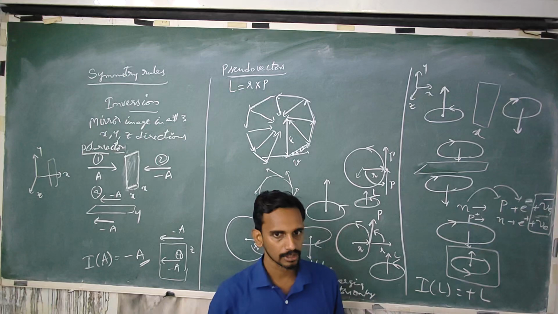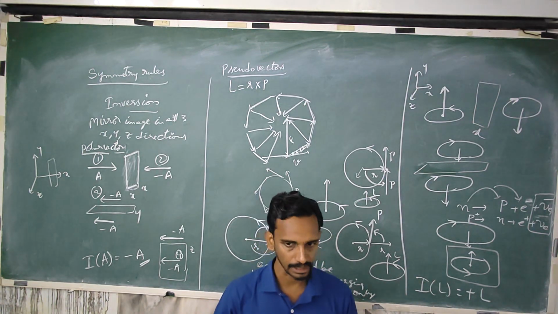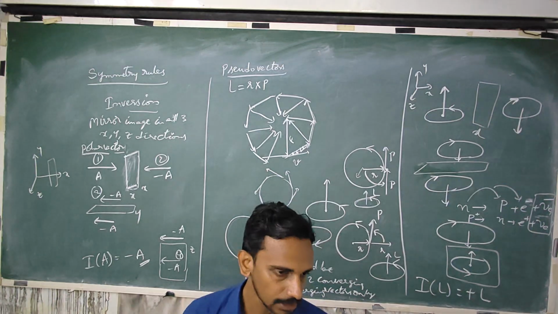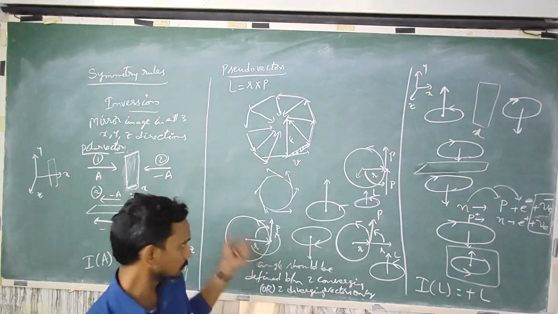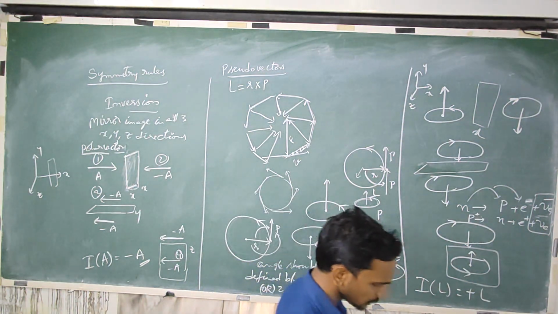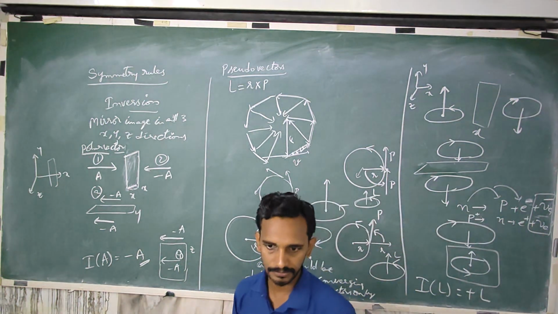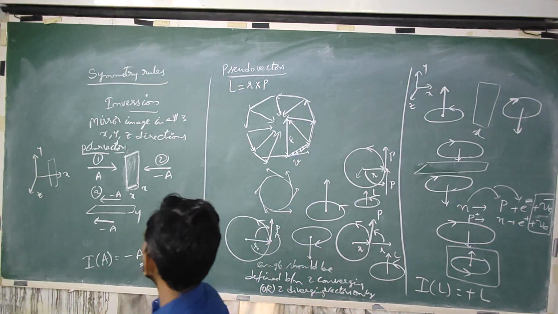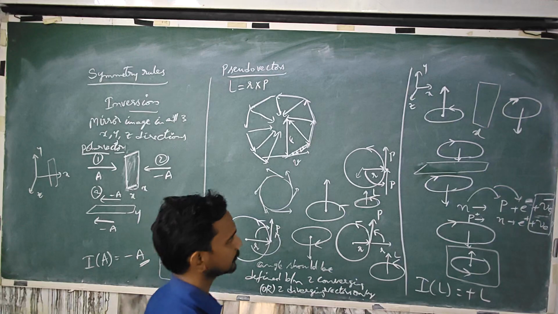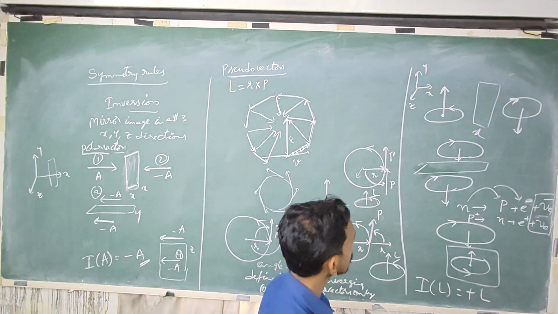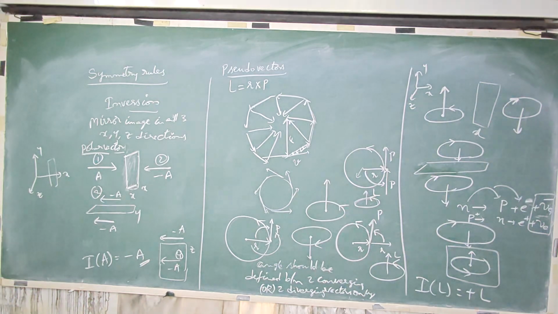Okay, so this inversion operation confirmed the existence of a new particle in those nuclear reactions, and later it was discovered. That is how these symmetry operations play a crucial role, especially in particle physics. Another symmetry operation is time reversal symmetry. Okay, so this is clear, right? Spatial inversion.